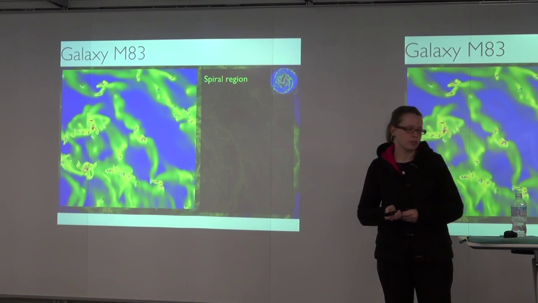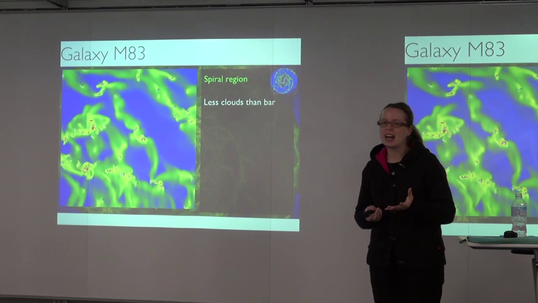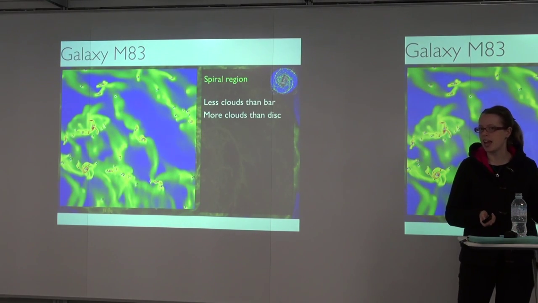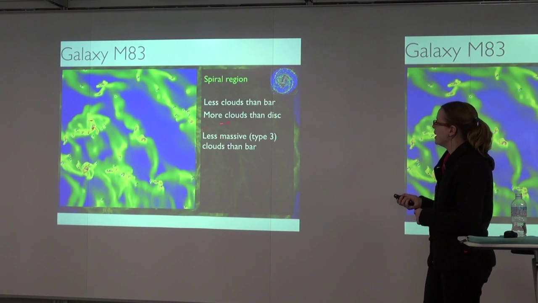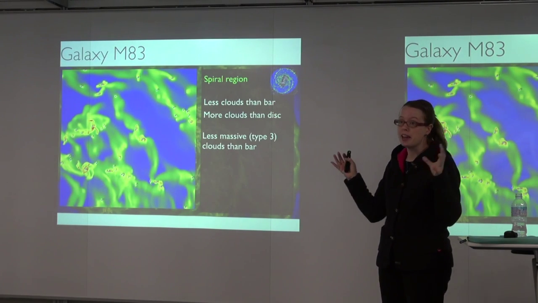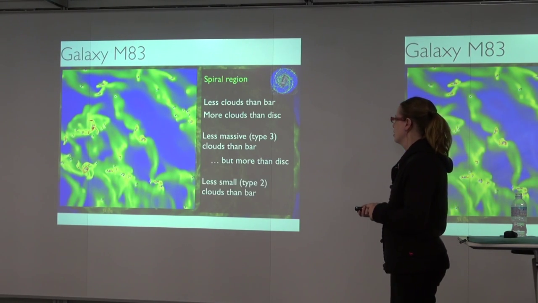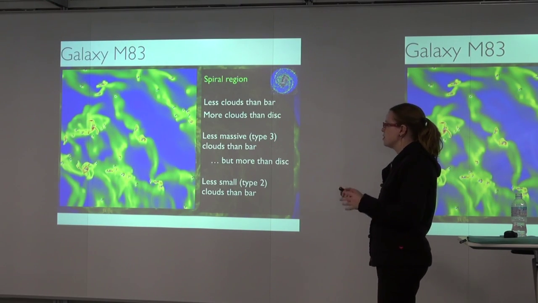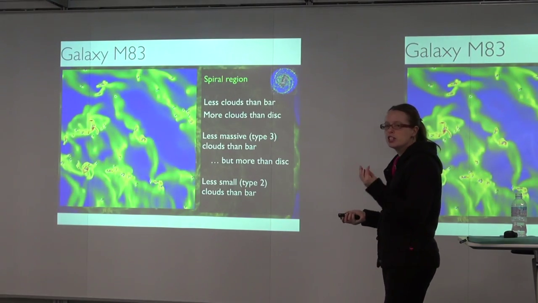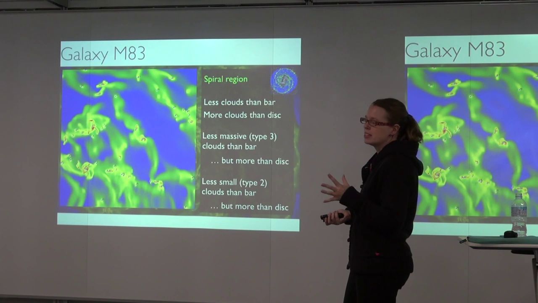Now what about the spiral region? Well, the spiral region is still a city. There's a lot of clouds going on there. But there are less clouds than in the inner city bar region. But there are more clouds than in the countryside disk area of the galaxy. This means we're getting less of these massive type 3 T-Rex clouds because we've got less clouds and therefore less mergers. But still more than in the country disk. And therefore, because we've got less of these T-Rex clouds, we've got less of this tidal stripping, and so we have less type 2 really small snowball clouds, but again, more than the disk. The spiral is this in-between area.